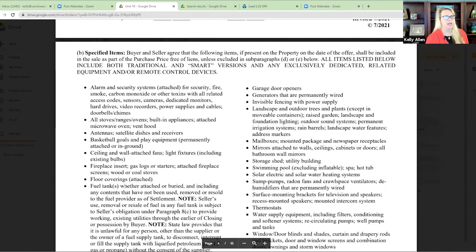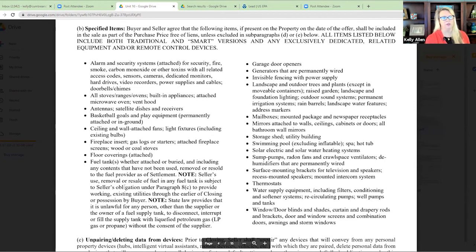We're moving on to page 4, and we're going to look over what are the fixtures in North Carolina that automatically transfer with the sale of the property unless the seller says these items do not convey. All right, let's see here. It says, buyer and seller agree that the following items, if present on the property on the date of the offer, shall be included in the sale as part of the purchase price, free of liens, unless excluded in subparagraphs D or E below. Free of liens, meaning there should not be a UCC-1 filed against any of these items, just so you know. Okay, all items listed below include both traditional and smart versions, and any exclusively dedicated related equipment and or remote control devices.